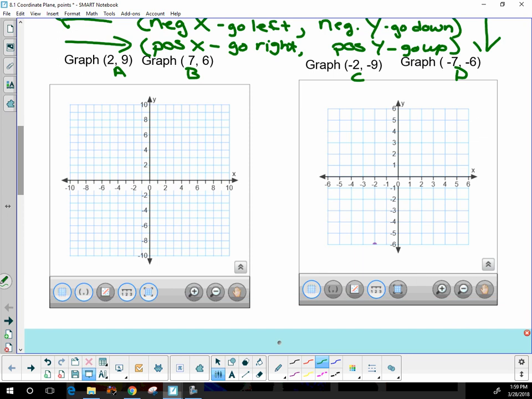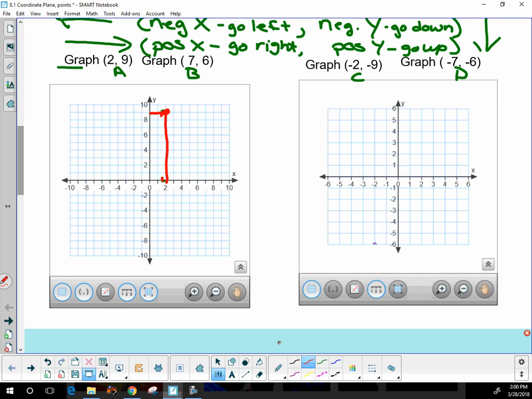If I wanted to graph point A, which is at (2, 9), remember 2 is the x, so I have to find where 2 is here, and then I go up to where 9 is. That's supposed to be right on that corner there. So it's kind of like a multiplication grid, where you go to 2, and then the 9 comes out, and that's the corner where they meet.